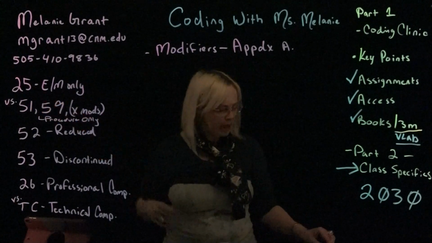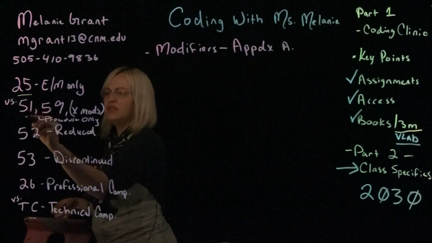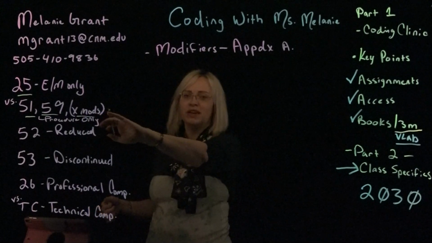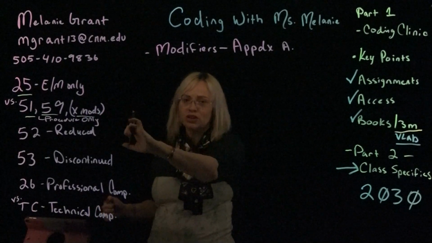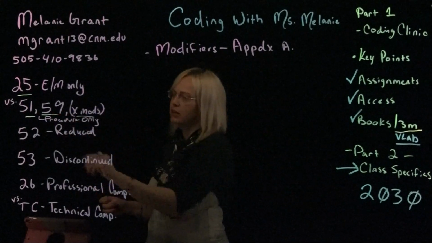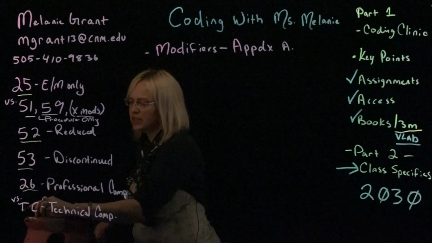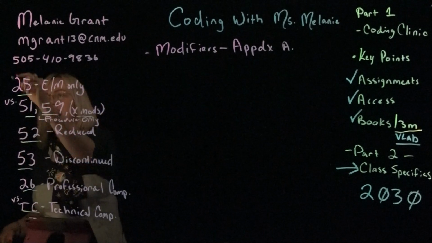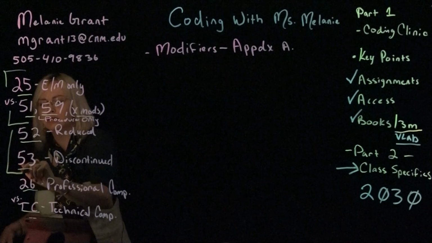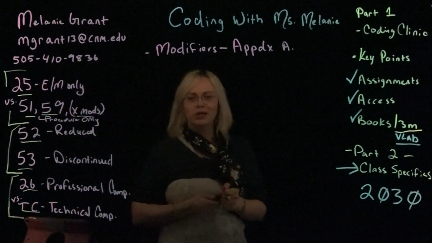So today we're going to talk about modifier 25, 51, 59, and X-modifiers. I'll just tell you there's a video on X-modifiers in Module 2's instructor folder, so we'll wait until next week to talk about those, but they go alongside 59. We'll talk about 52 versus 53 and 26 versus TC. So if you really think about it, we're really just looking at 3 categories of modifiers.